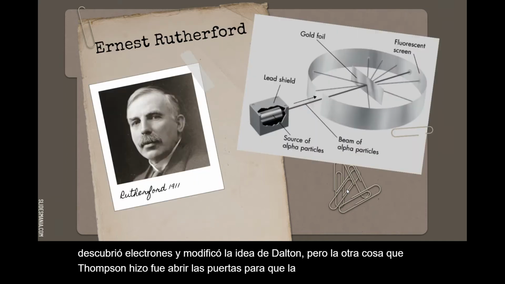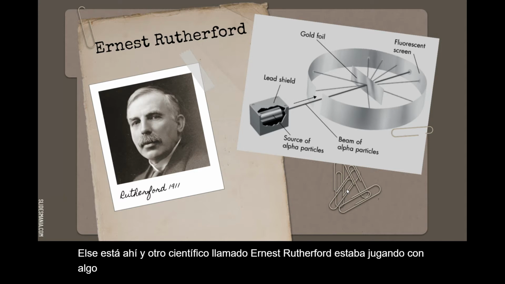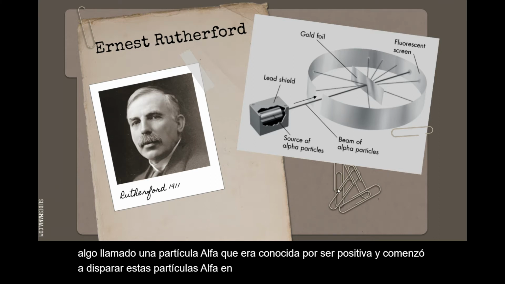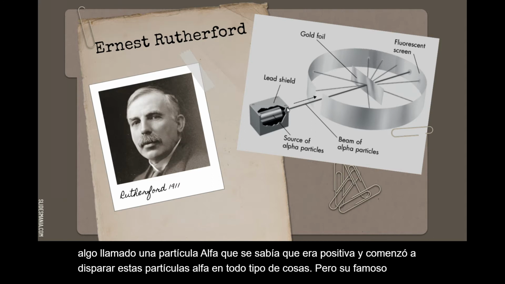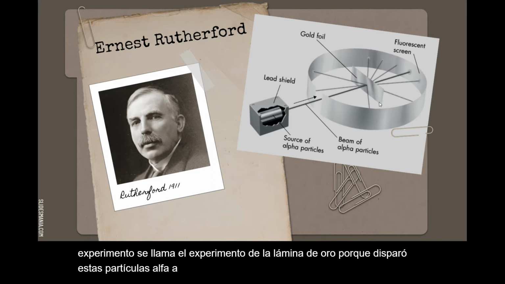else is in there. And another scientist by the name of Ernest Rutherford was playing with something called an alpha particle, a particle that was known to be positive. And he started shooting these alpha particles at all sorts of things. But his famous experiment is called the gold foil experiment because he shot these alpha particles at a thin piece of gold foil. And he saw something that was unexpected.